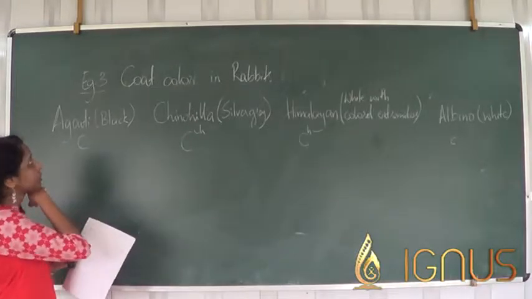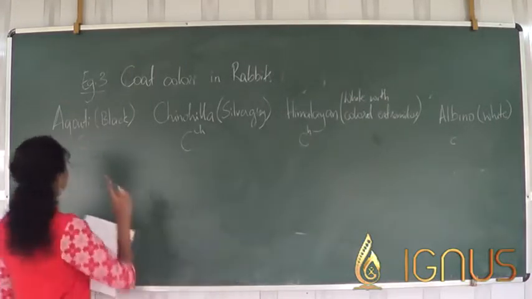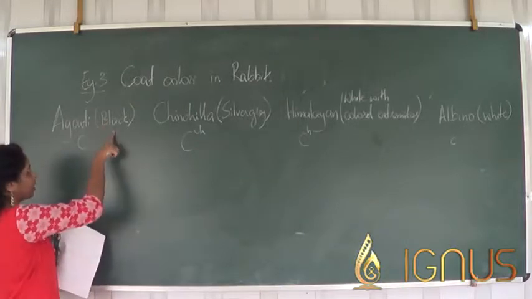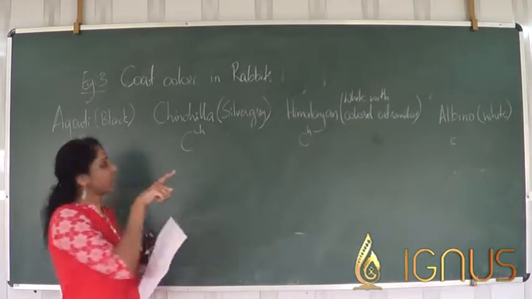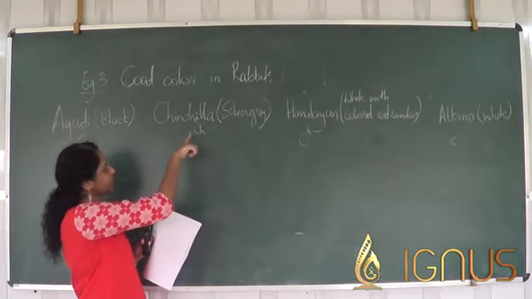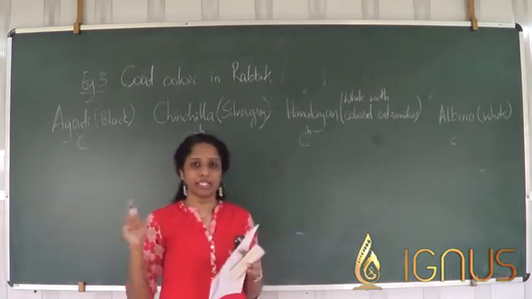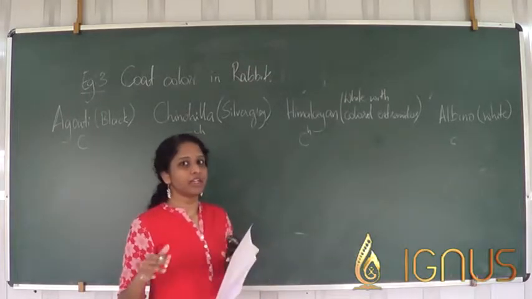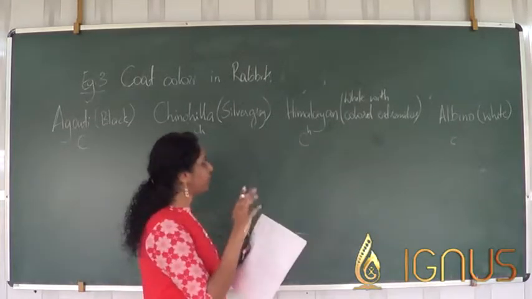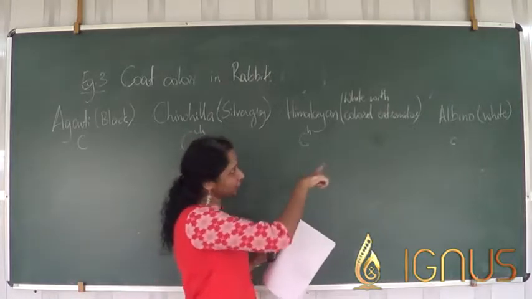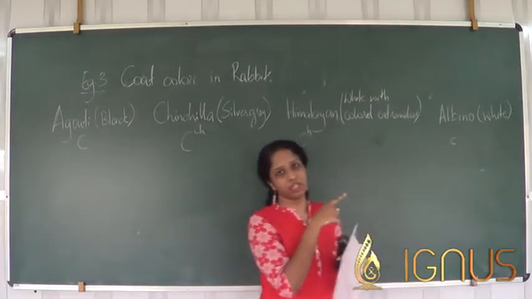So another example for multiple alleles would be the coat color in rabbits. The coat color in rabbit comes in 4 different kinds. The agouti, which is the wild type, the color would be black, which is represented by a capital C. Chinchilla, which is a silver gray color, which is represented by a capital C with CH. Himalayan, which is white colored with colored extremities, as in the entire fur is white in color, just the extremities as in the paws and the tail and the nose would be colored, which is represented by CH. And the albino, which is a complete white, a pure white, which is represented by a small letter c.